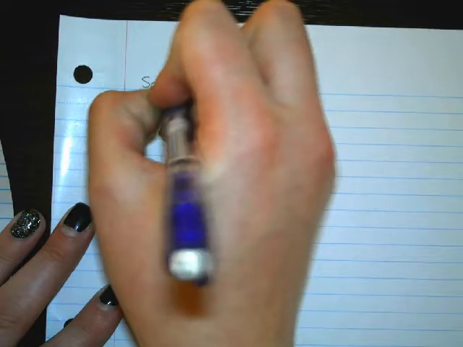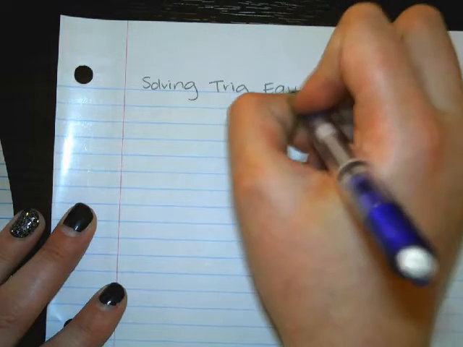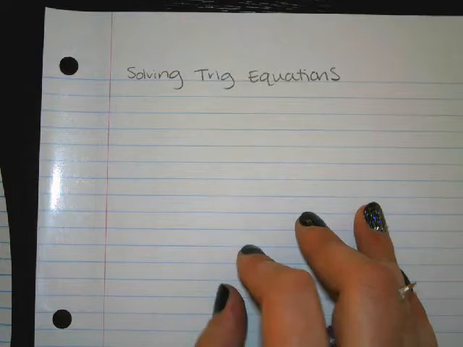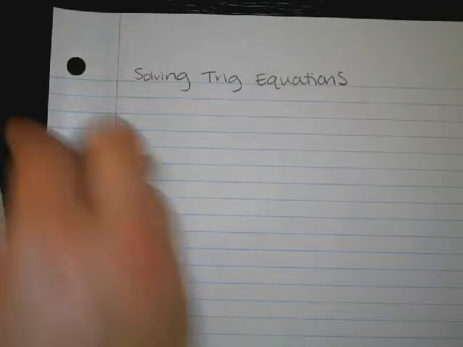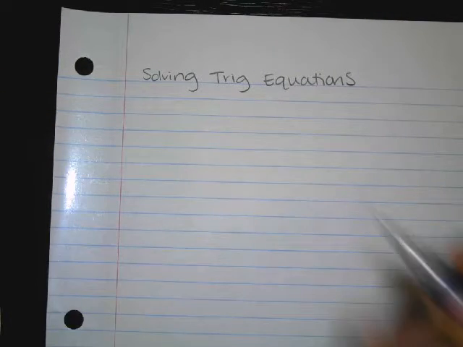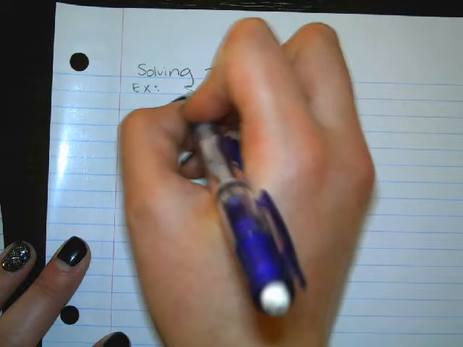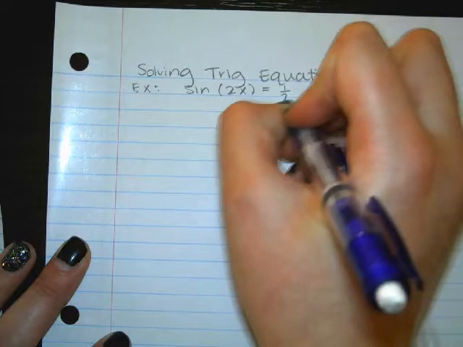Alright, so we are solving trig equations, day 3. We have sine of 2x equals 1/2.